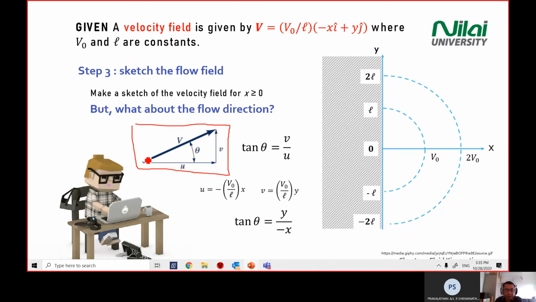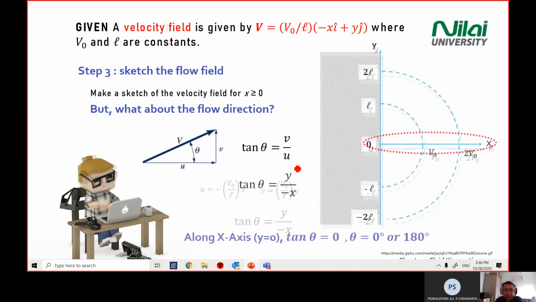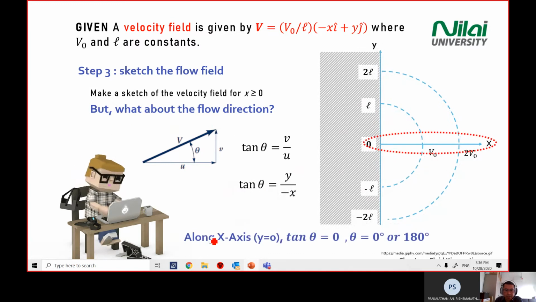So you can break your vector into x and y components. X component is denoted as u, y component as v, and then define how you find the tangent angle here. So in this case, if you substitute the given velocity field, you will get tan theta equal to negative y divided by x. Right? Now we substitute in the boundary conditions.